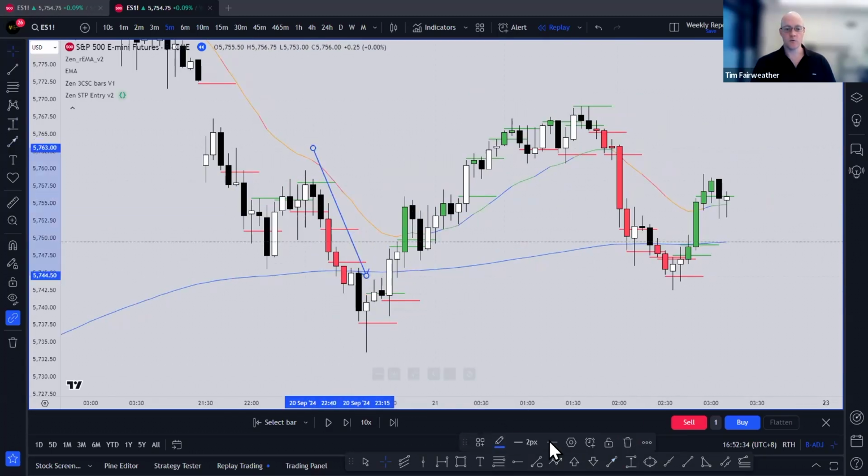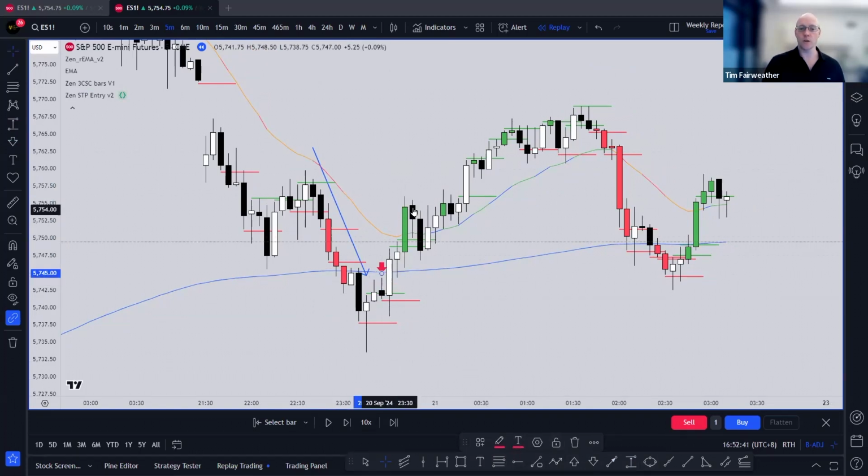What about here? Here's a strong spike. There's the signal bar. Oh no, it failed. And now you've got an opposite spike. Okay, so you're holding a losing position.